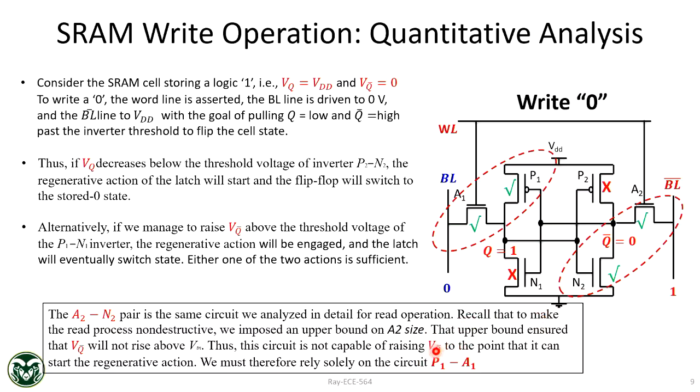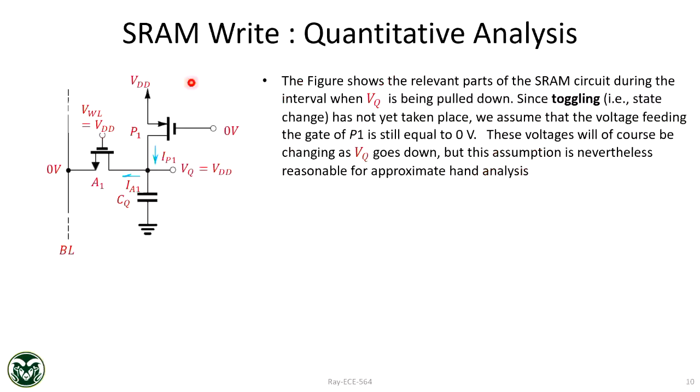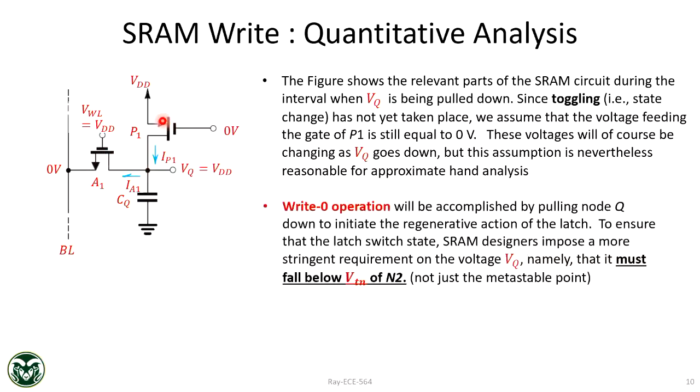Makes sense? Okay. So let's look at some of those equations. This is the simplified diagram, which is the relevant part. This is the PMOS P1. This is the access transistor A1. They are competing. Bit line voltage is 0. And this is VQ, which is initially at VDD. The moment you turn on this word line, V word line is VDD. This is VGS, right? For A1 will be VDD. And VDS will be VQ. So you know this is in linear region, this is in saturation region.